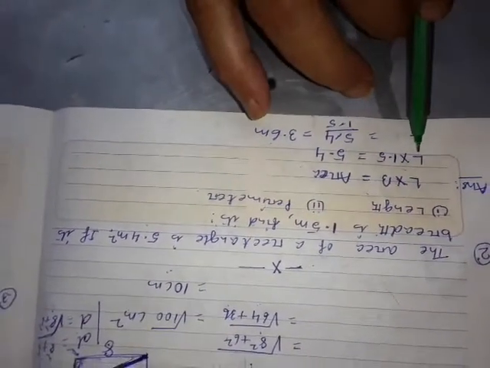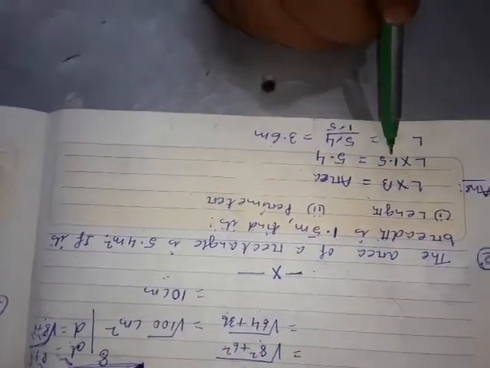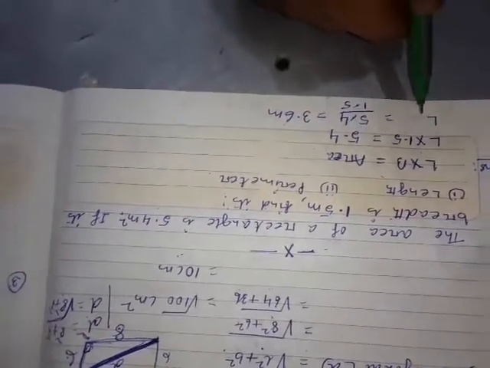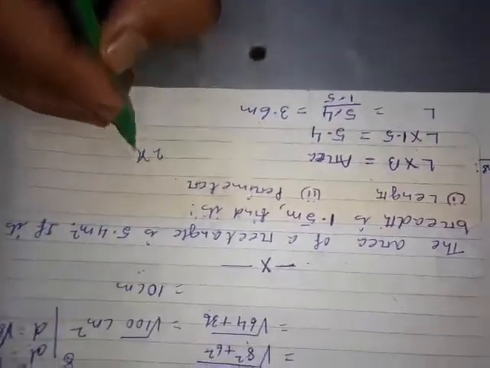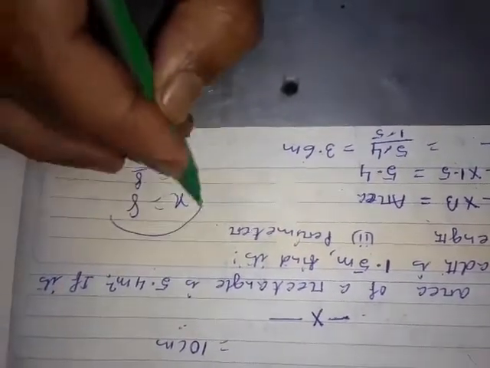In place of L, the value of L is not known to us. The value of B is given. What is the value of B? 1.5. What is the area? 5.4. Just put the values. Now you can easily find L, like 2x equal to 8, so x equal to what? 8 by 2. Are you dividing it or not?